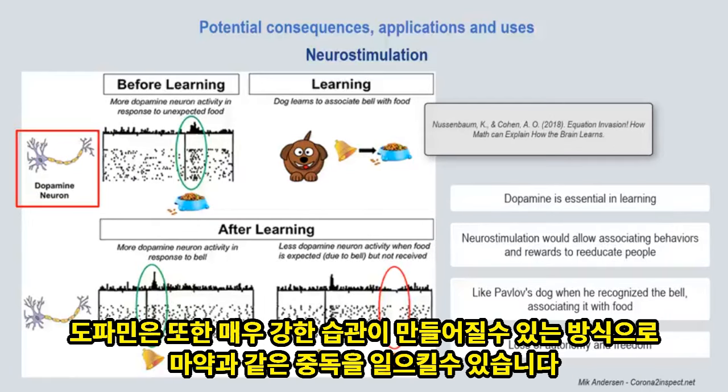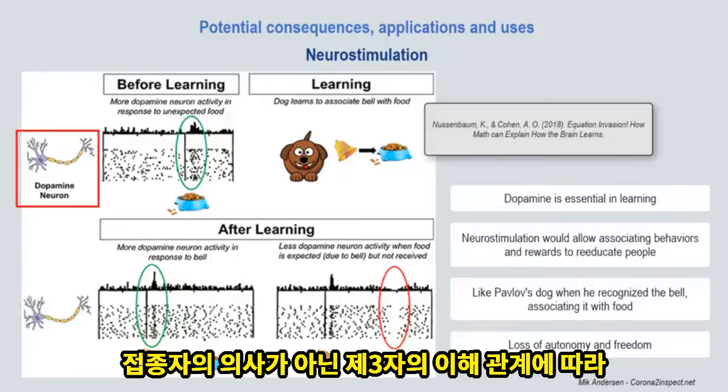Dopamine could also create addiction, just like a drug, in such a way that very strong habits could be created, according to the interests of third parties, outside the will of the inoculated person.